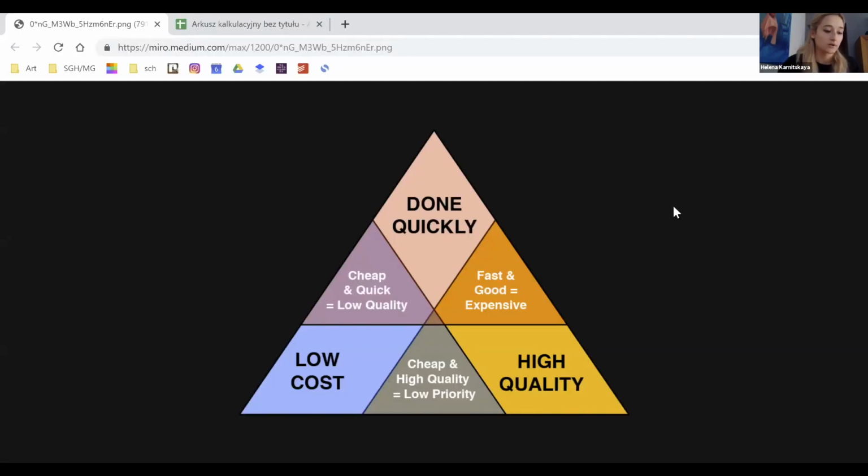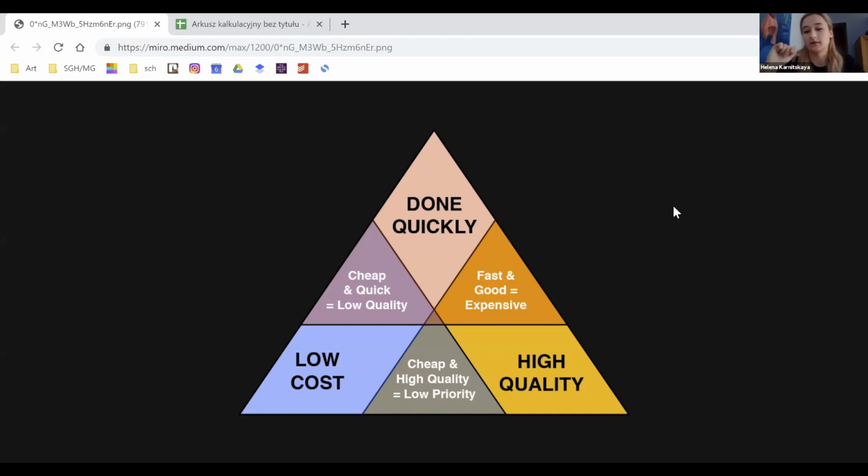In the world of project managers, there is this project management triangle, and here we can see this triangle, and on the corners of this triangle you have time, money, and quality. Those are the three qualities that the project has.